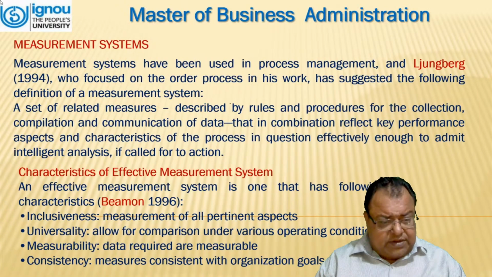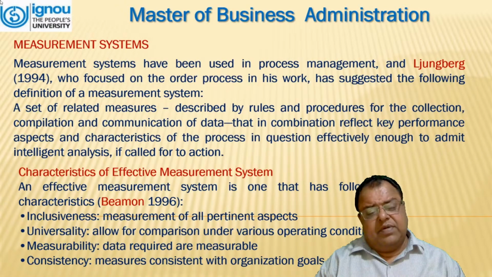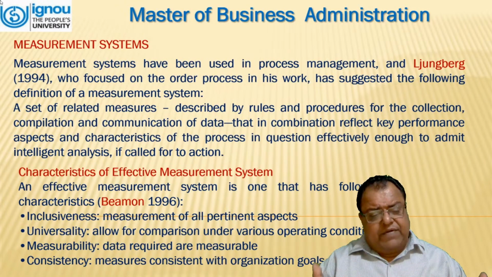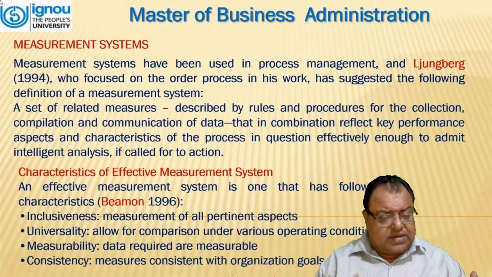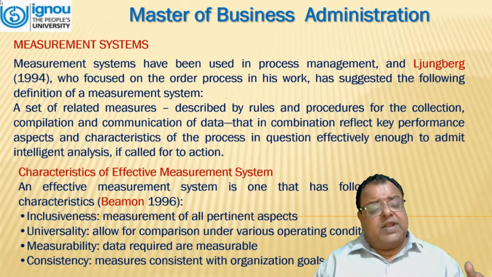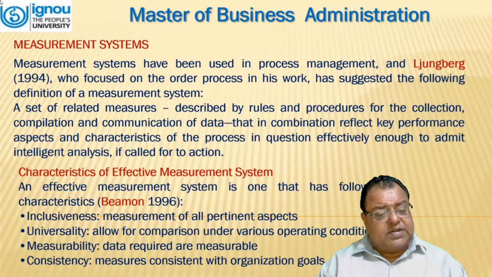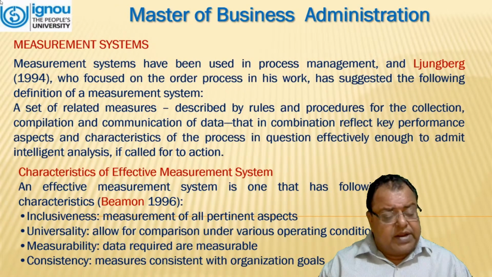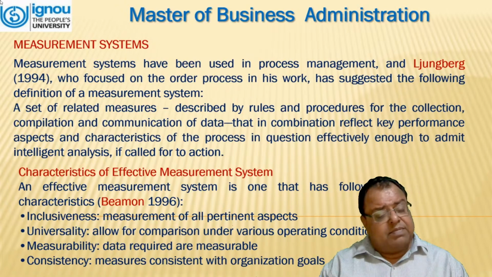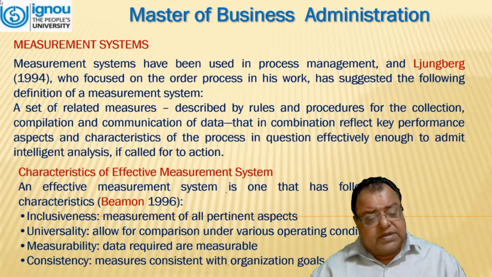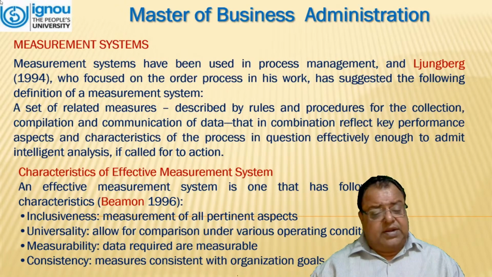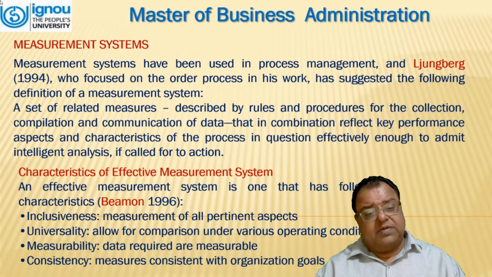What are the characteristics of an effective measurement system? An effective measurement system is one that has the following properties: inclusiveness, that is measurement of all pertinent activities; universality, allowing for comparison under various operating conditions; measurability, meaning the data can be measured; and consistency, measures consistent with organizational goals.